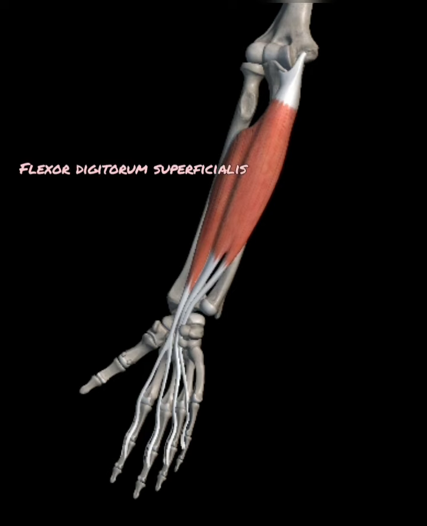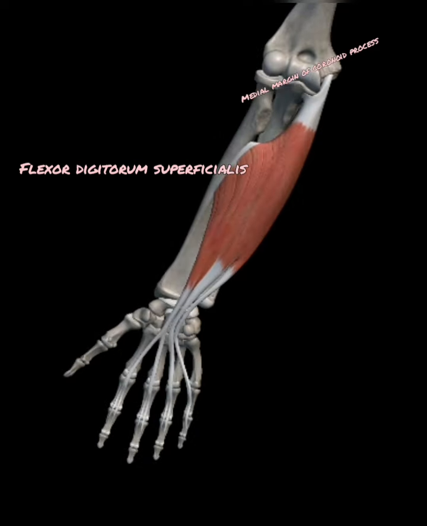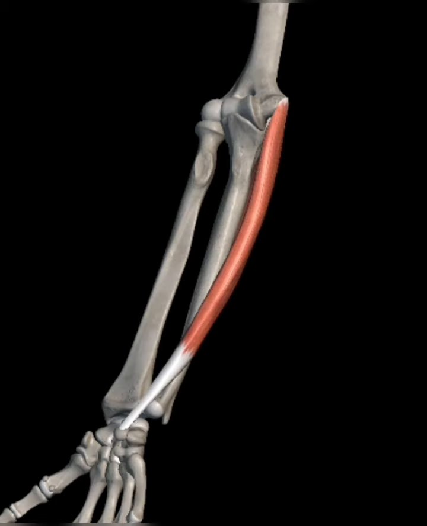This is the flexor digitorum superficialis, which arises from the tubercle at the upper end of the medial margin of the coronoid process. You can see over here. And the flexor carpi ulnaris arises from the medial side of the olecranon process and from the posterior border. You can see over there.